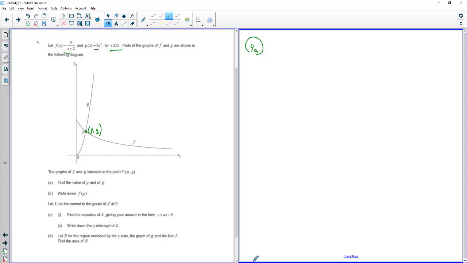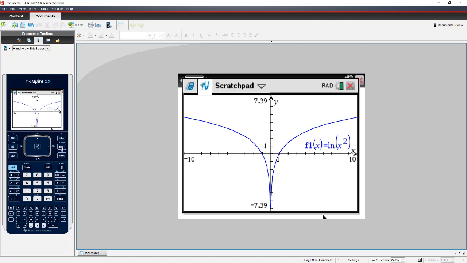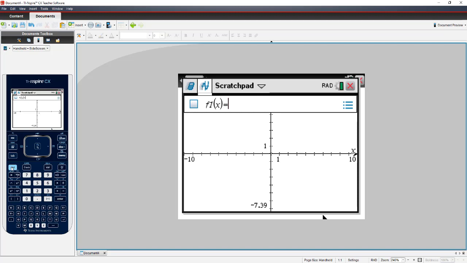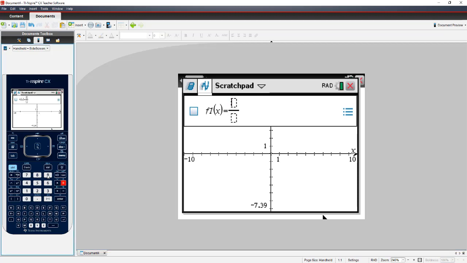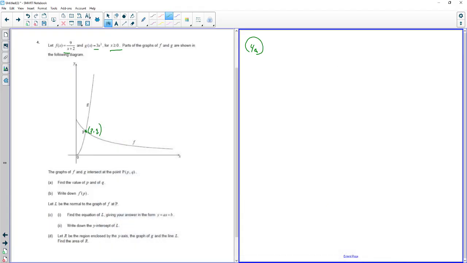Let's just graph. So it's 9/x plus 2. Let's do that. Let's clear this. And we'll graph the first one, 9 over x plus 2. And the other one was 3x squared.